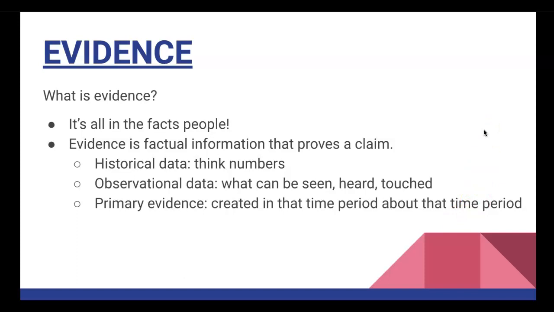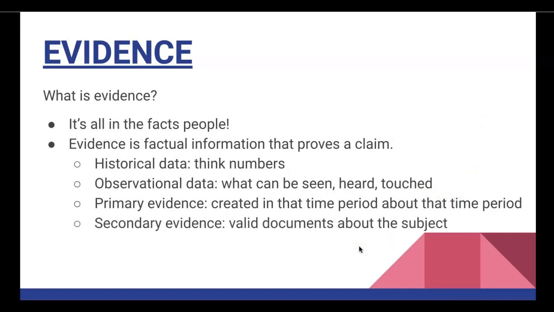Many works have been written about this very speech, but they came later and are written by different people. These works can be considered secondary documents or evidence. We can still trust them to be reliable and valid, but they were not written in the time period about that time period. They were written later and are considered secondary evidence.